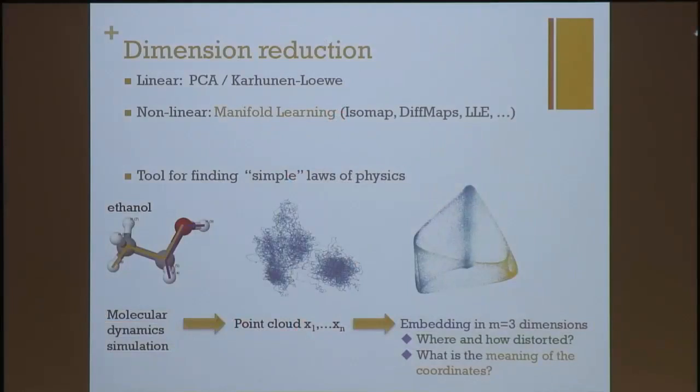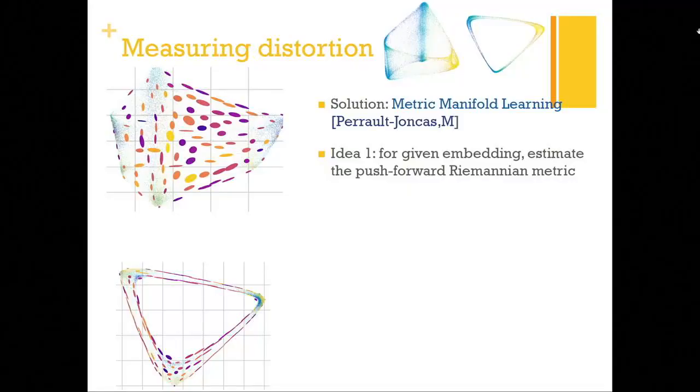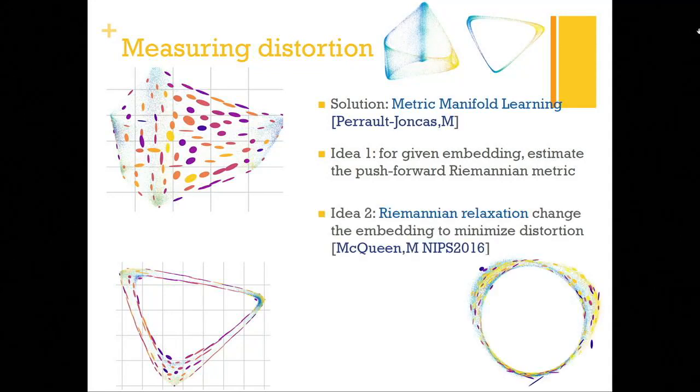Moreover, I'll talk about the meaning of the coordinates. Abstract coordinates do not transfer well. Science wants to transfer knowledge. Abstract coordinates are transferred only after somebody explains them. So I would like to do that automatically. I will skip the distortion. I will say that it can be measured if you use Riemannian geometry, and it can also be corrected. So this triangle was an artifact. The true shape is a circle.